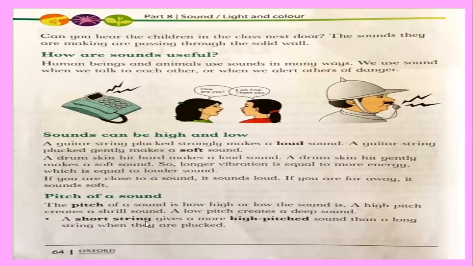A short string gives a more high-pitched sound than a long string when they are plucked. Giving you the example of a guitar, a short string gives a more high-pitched sound than a long string when they are plucked. Understand?